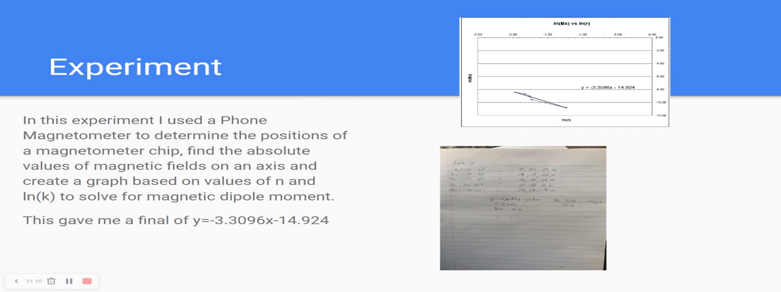To start off with the experiment, I used a phone magnetometer to determine the positions of a magnetometer chip and find the absolute values of the magnetic field for an on-axis point. And then we create a graph based on the values of n and ln of k to solve for the magnetic moment. Up in the right corner, we have that plotted graph.